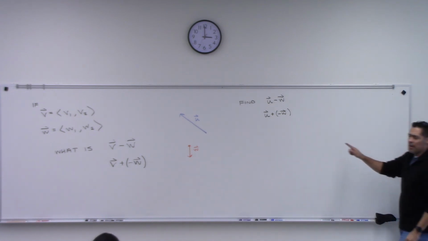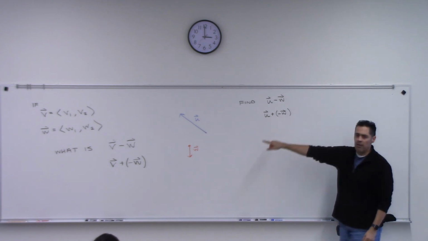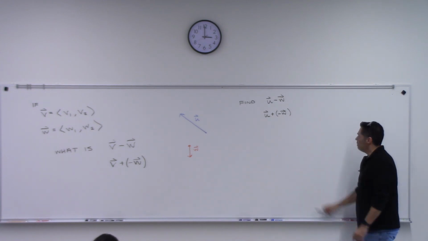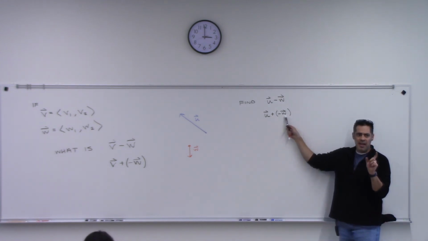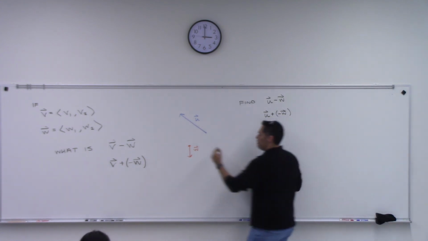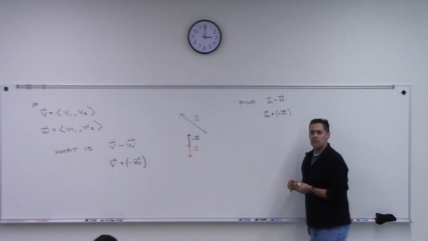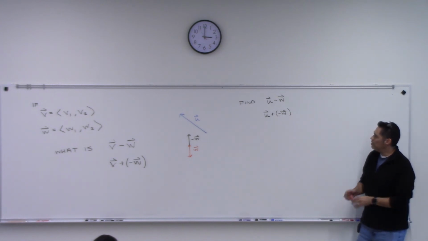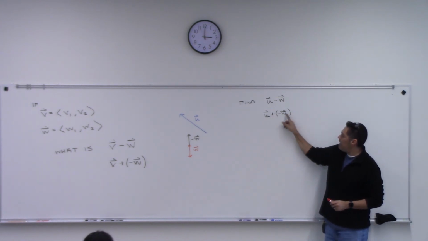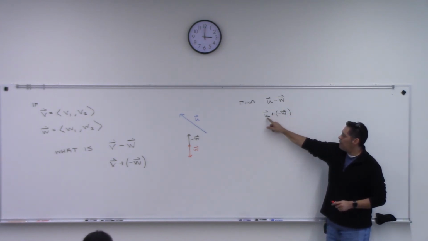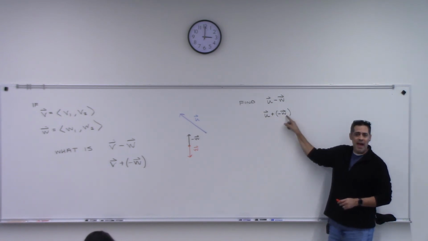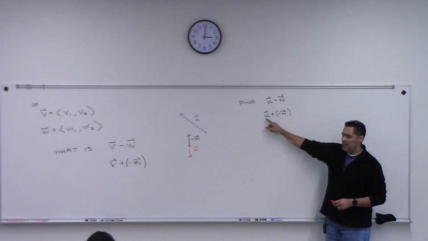So let's do this. Where's negative w on here? Negative w is the vector that has the same length as w but points in the opposite direction. So if I just take this vector and point it up like that, that's negative w. Do you all agree with that? And so what I want to do is add that vector and that vector together. So I'm going to attach the tip of this to the tail of that. Tip of this to tail of that.